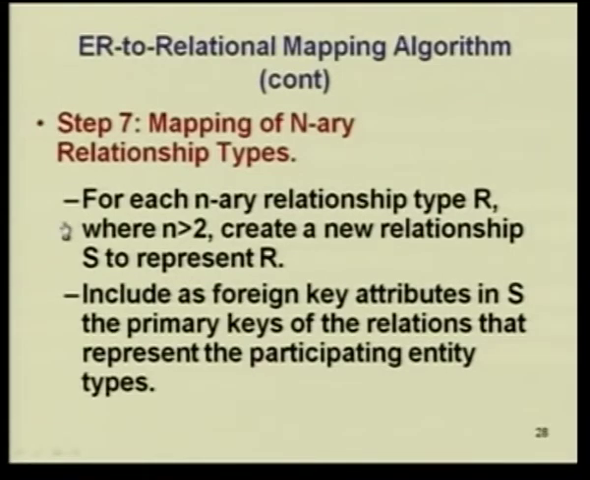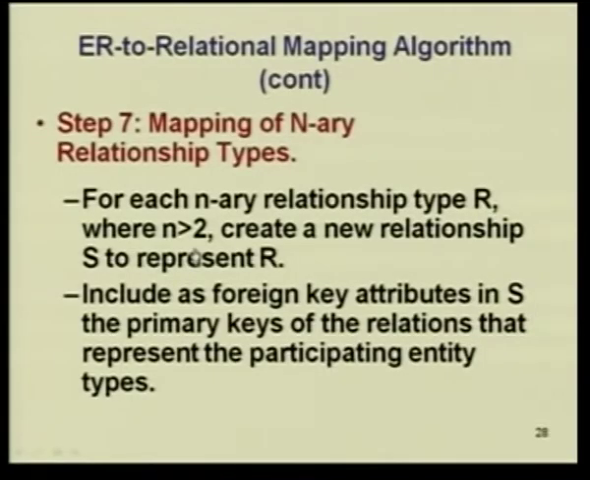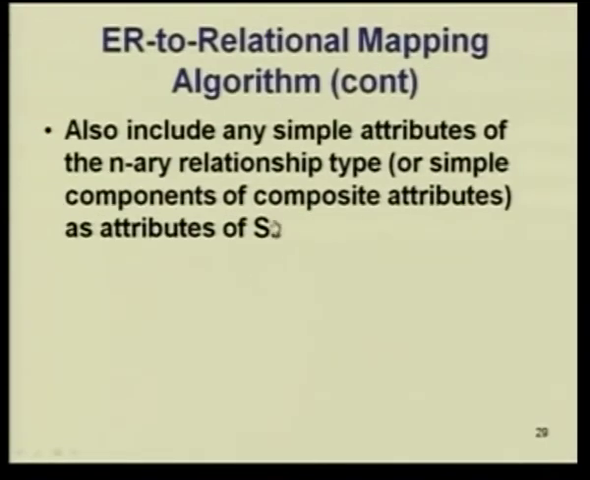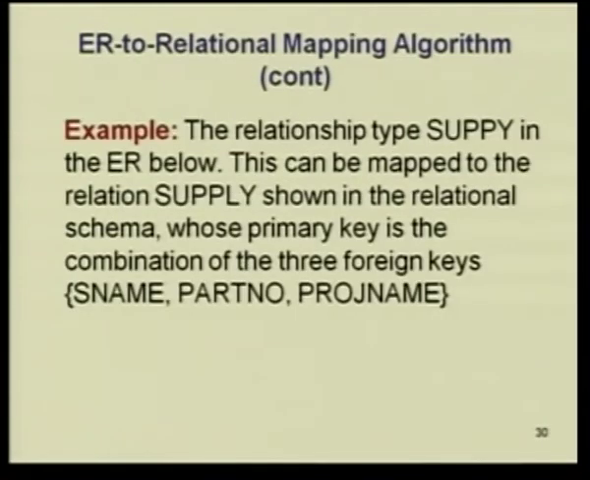As of now we have considered all types of cardinality for binary relationships. Here we are looking at n-ary relationships. For each n-ary relationship type R where n is greater than 2, that is, it is not binary, create a new relation S to represent R. So, for each relation you have to separate it out, again flatten it out. Include as foreign key attributes in S the primary keys of the relations that represent the participating entity types. Any simple attributes or composite attributes, flattened out, also have to be included.